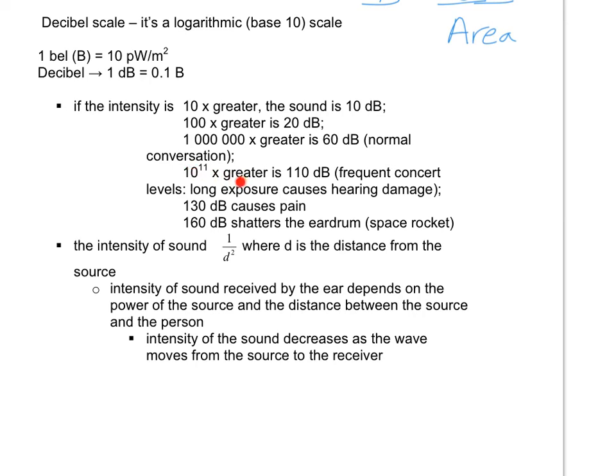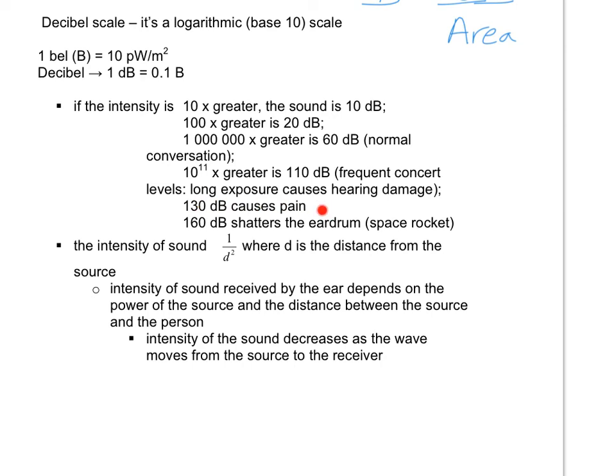10 to the 11 is 110 decibels, and this is like frequent concert levels. And long exposure to this kind of volume and this kind of intensity is really, really dangerous over time, especially as you age. So it seems to be a little bit more significant as you age, and that's because your hearing is actually part of your nervous system, and we know that our neurons don't regenerate as frequently as other types of cells in our body.